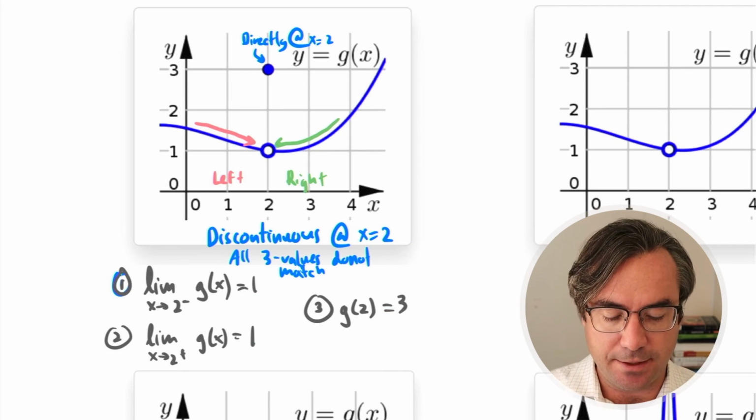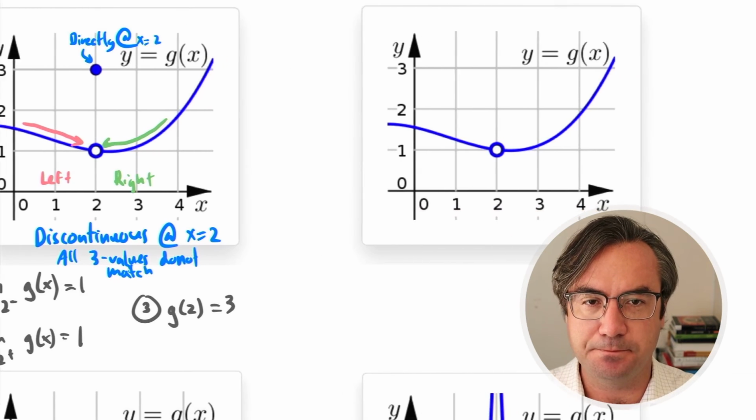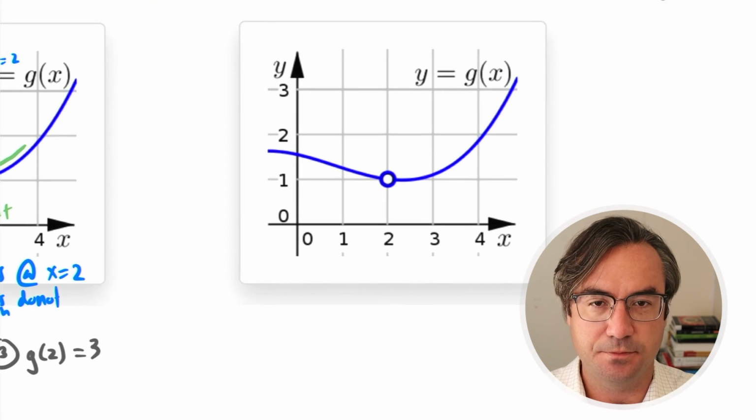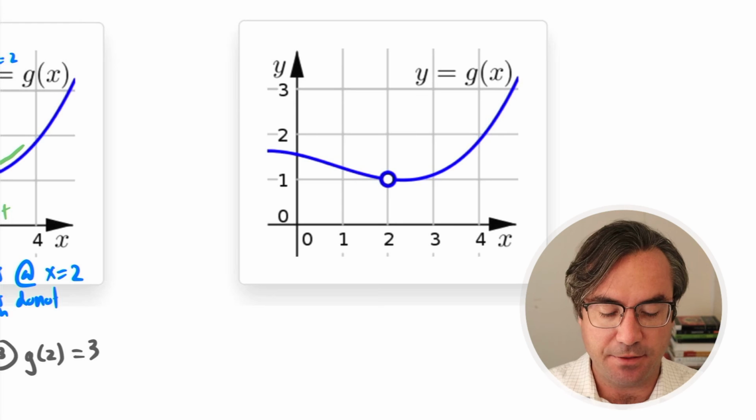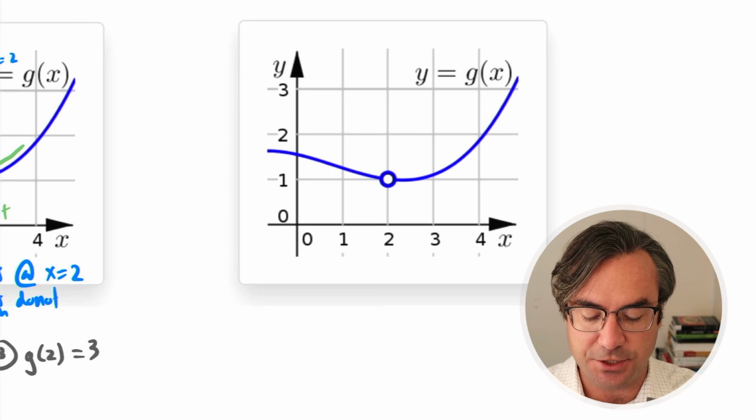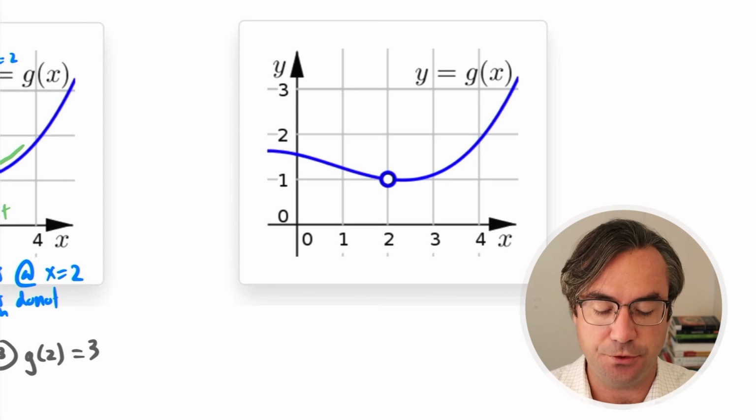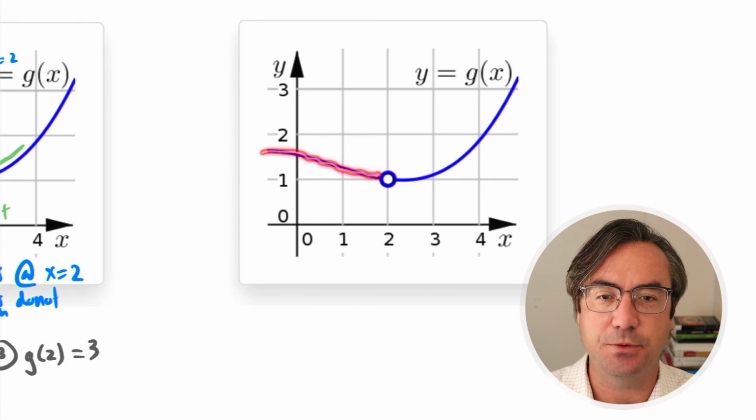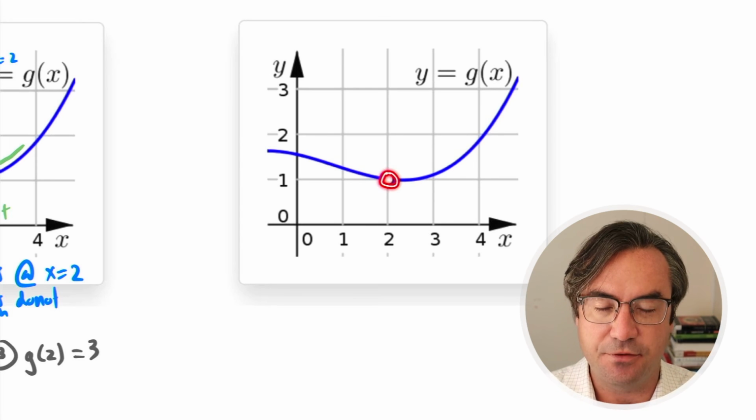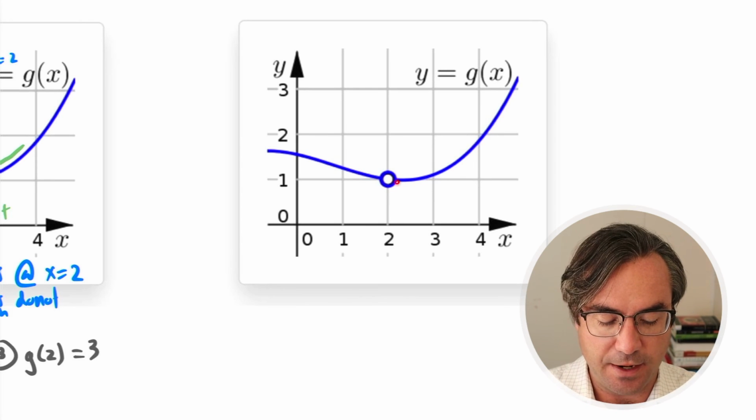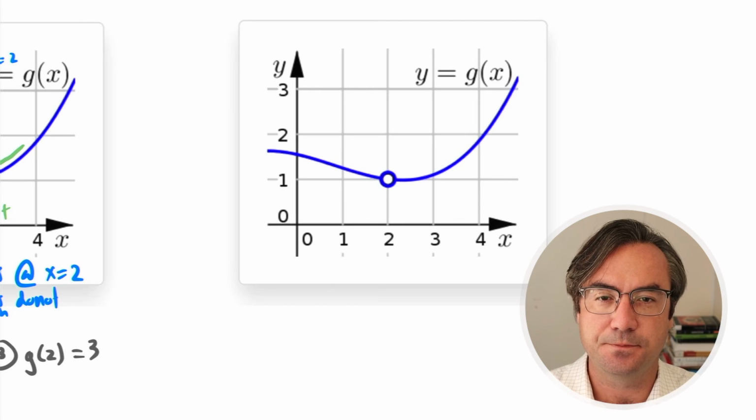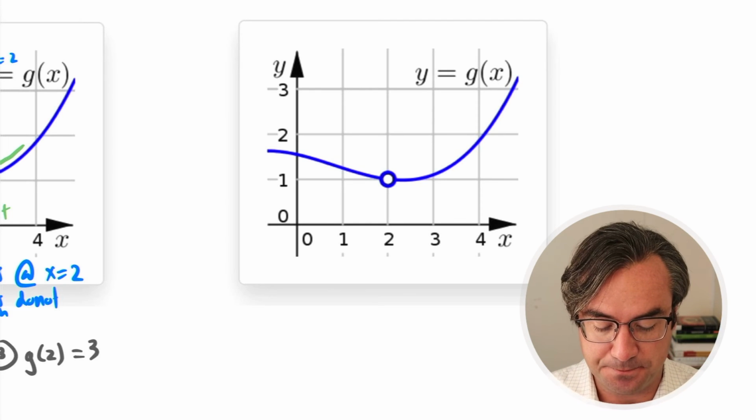Okay, let's try another one. Similar graph here. And again, let's talk our way through it. If I imagine drawing the curve, I can trace over this part of the curve fine, no issue. I could do this part in one continuous motion. But then I have to take my pen off the page to jump over this hole, and then I continue on over here. So let's see what's going on in this case.